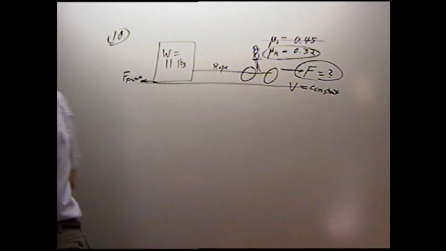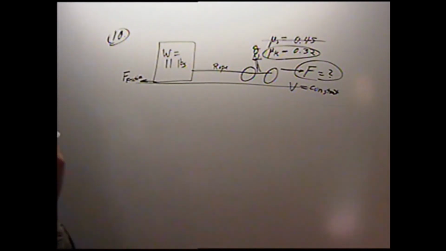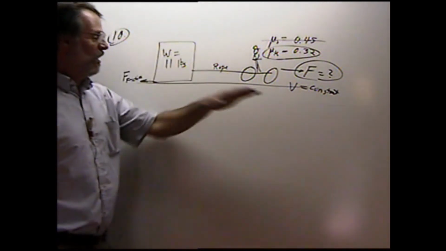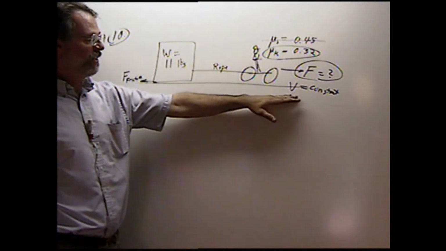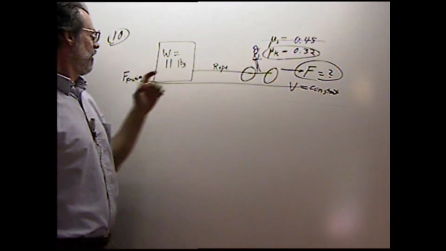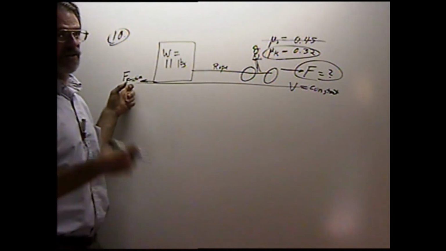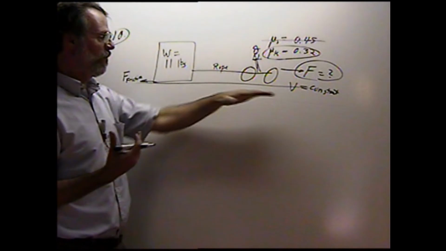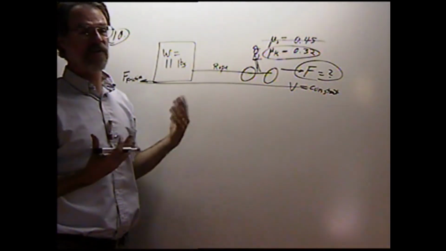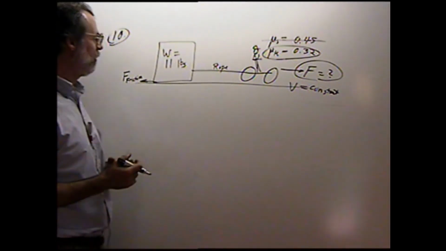Now, think of it. If he wants to pull at a constant velocity, his force must counter the friction force so that the sum of forces is 0. If the sum of forces is 0, that means he'll be able to maintain a constant velocity. That makes sense? Okay.